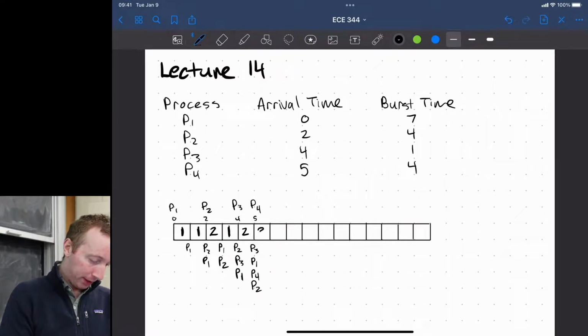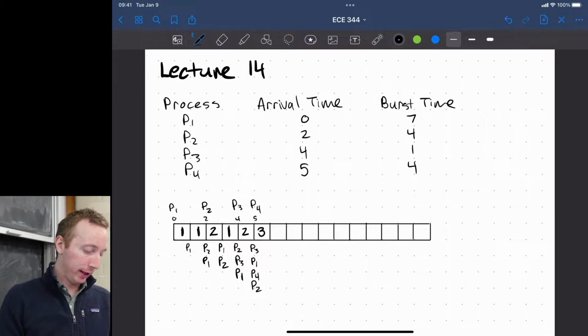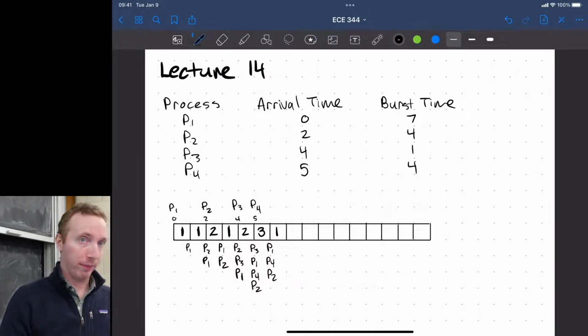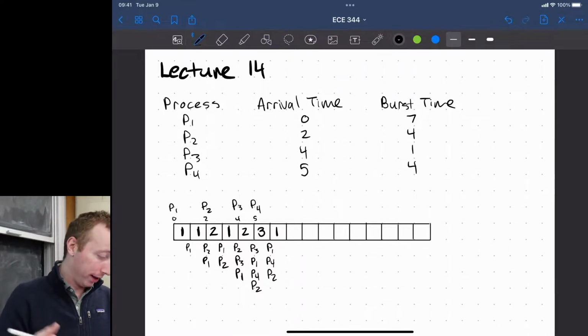Now, P3 is going to execute for its 1 time unit. Its total running time is only 1 time unit, so it's done now. So thank goodness, we don't have to worry about that in our queue. Now our queue is 1 shorter. This is where the round robin is. We're just going to go around and around until everything's done in the same order. So P1 executes, and we have P4, P2, P1 in our queue. So P4 executes. We have P2, P1, P4.